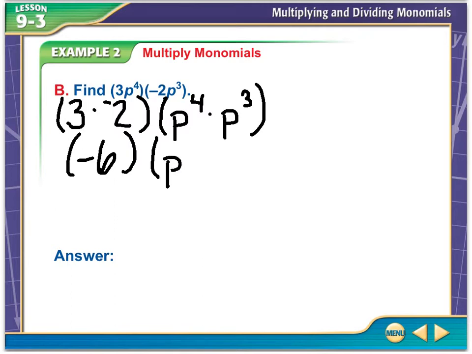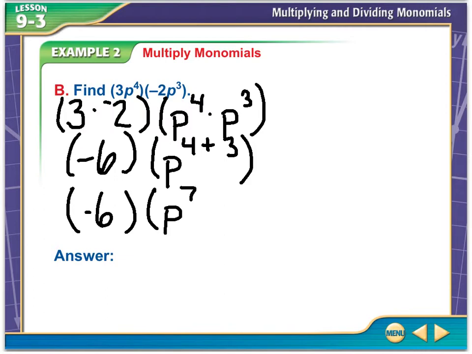So we're going to have p to the fourth plus the third. And then we're going to do our next step, which will be negative 6 is going to stay the same. P to the fourth plus the third is going to be p to the seventh. And then when we multiply our two terms together, we're going to end up with a final answer of negative 6p to the seventh power.